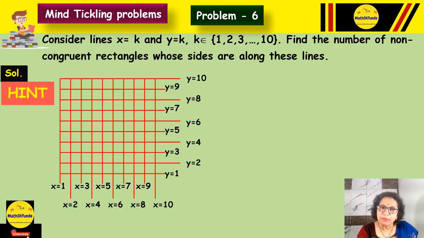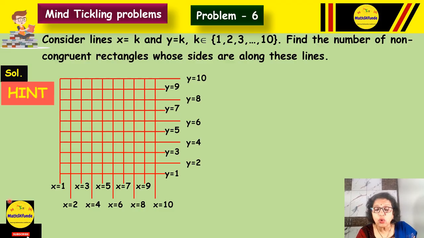So the picture is going to be something like this, where I have drawn lines like x equal to 1, x equal to 2, x equal to 3, etc. up to x equal to 10. And I draw lines like y equal to 1, y equal to 2, y equal to 3, y equal to 4, etc. up to y equal to 10. So this mesh is what you are going to see, from where we are going to pick up the rectangles. Now I have used a word here, non-congruent rectangles.